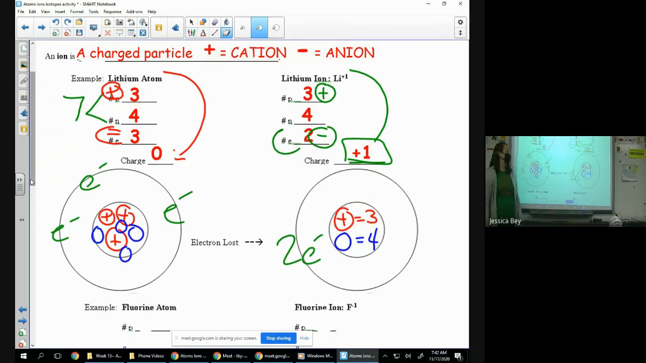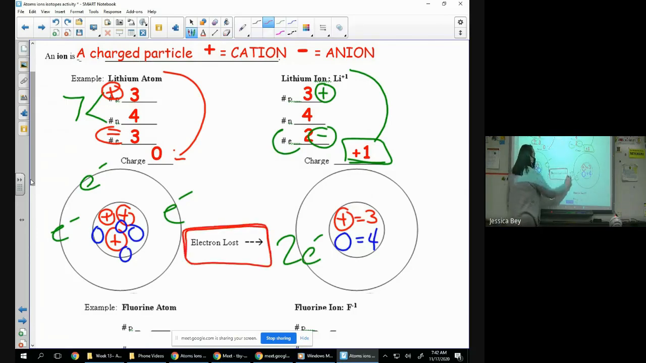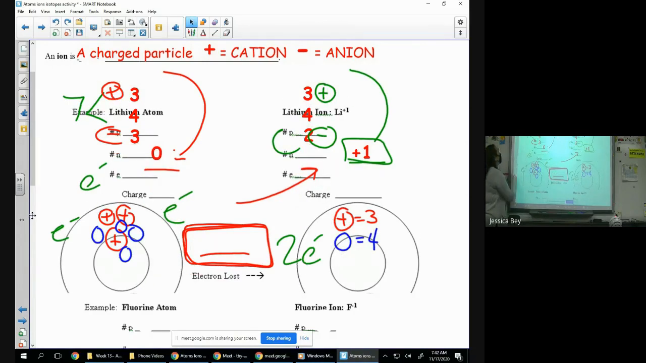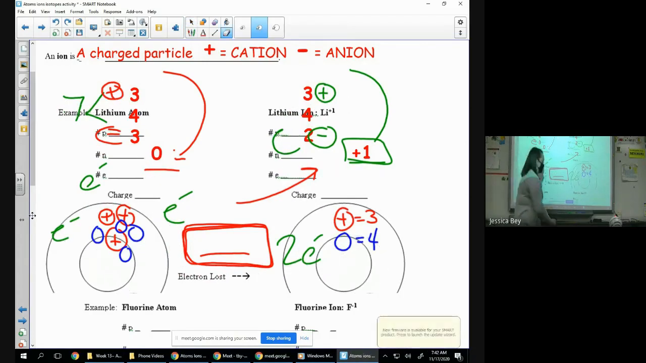But the idea is that when you went from the lithium atom to the lithium ion, you've lost 1 electron. There is another one, except it's going to make you negative, but you can do that one on your own.